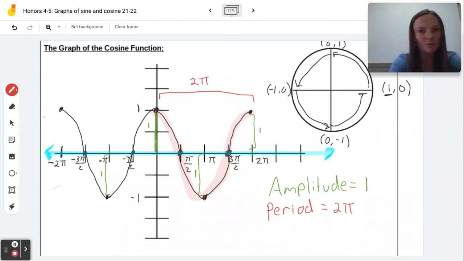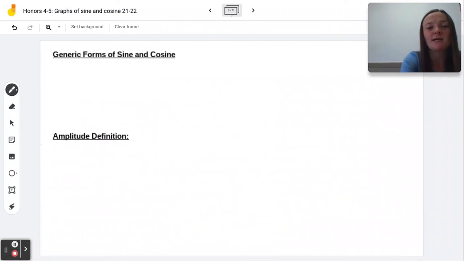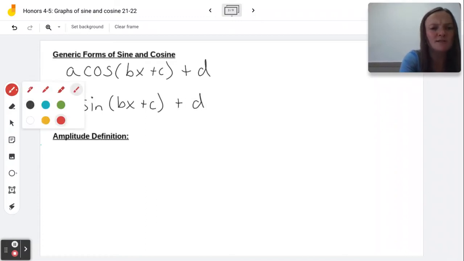Okay, so let's do a couple of quick practice problems using these base functions. All right, so real quick before we do that, I want to talk about some generic sine and cosine formulas. So one generic formula we might have is something like this. A cosine of bx plus c plus d, or you could have a sine of bx plus c plus d. So what I want to talk about here is what do each of these represent? A is going to represent, in fact, let's use the same colors that we did before.